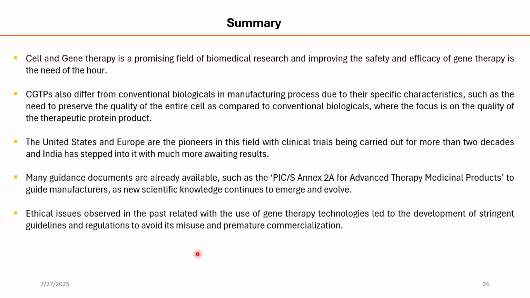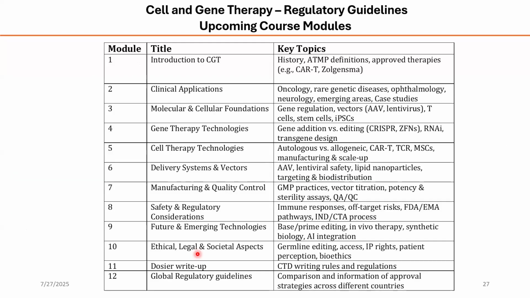Ethical issues observed in the past related to the use of gene therapeutic technology led to the development of stringent guidelines, because there was misuse of these products, especially in the case of germline therapies, where they take stem cells from pregnant women so they can use them for some other treatment. So all these guidelines and regulations are made very stringent, so there is no misuse and no premature commercialization. So with that, I end the session.